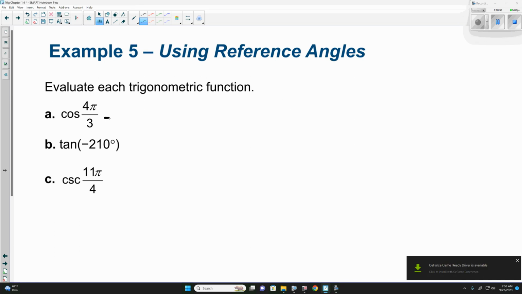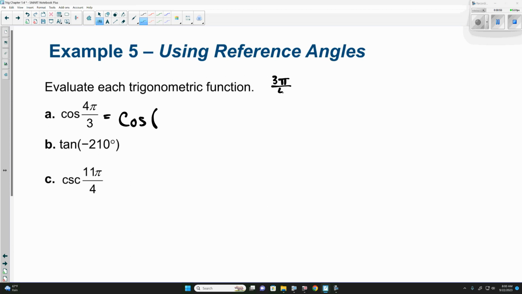Well, 4 pi over 3 is bigger than pi over 2, so we would want to find the reference angle. Now 4 pi over 3 is between pi and 3 pi over 2. So what we would do is subtract pi from it.